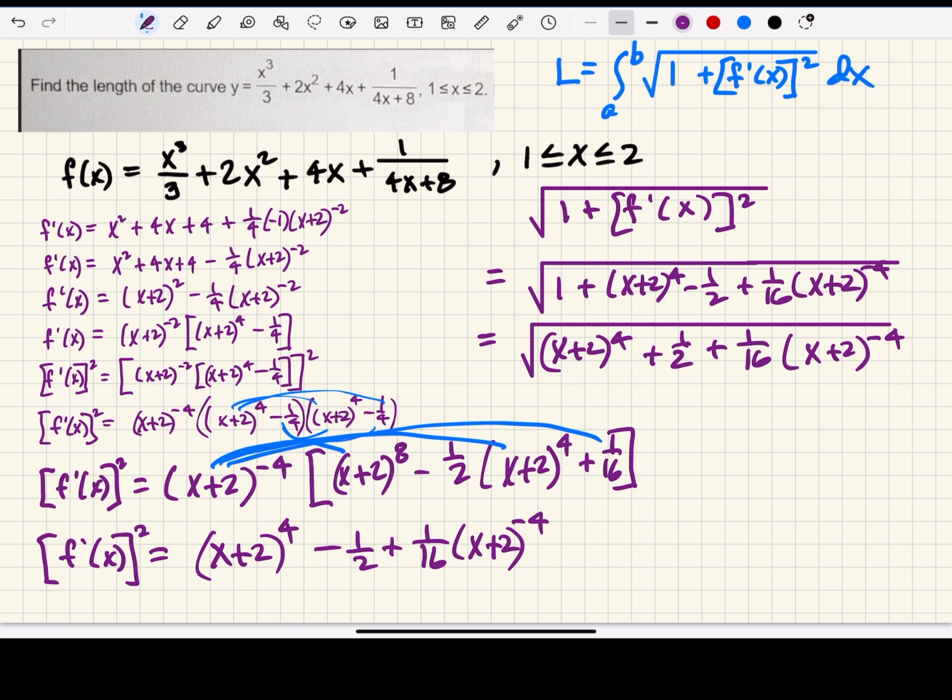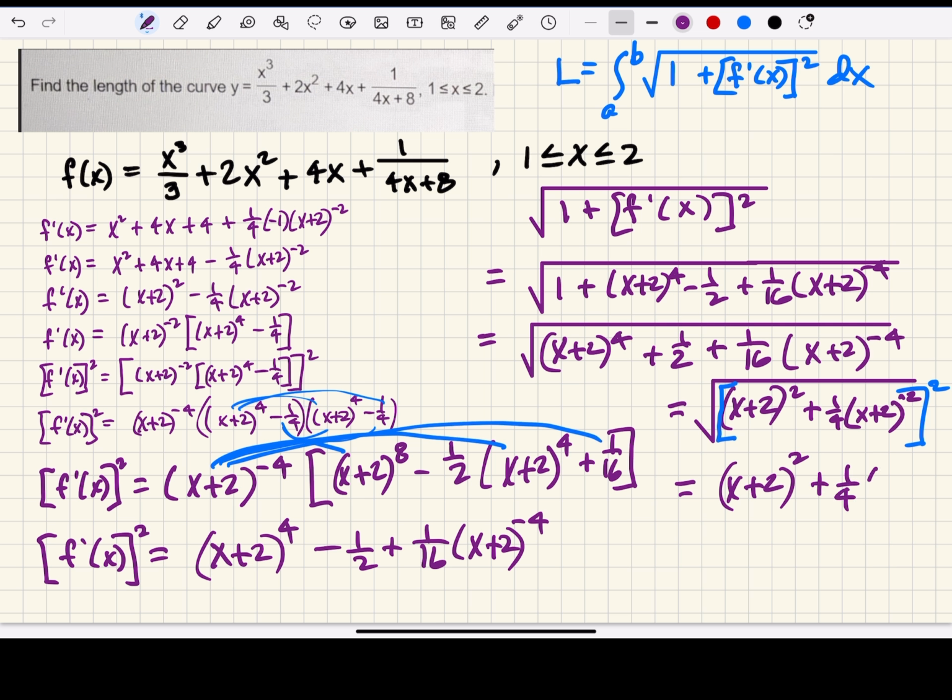But this is a perfect square trinomial. We could factor this as the square root of x plus 2 squared plus 1/4 x plus 2 to the negative 2, and then that entire quantity squared. But of course, the square root of a square would just make the radical and the square go away. So we would have x plus 2 squared plus 1/4 x plus 2 to the negative 2.